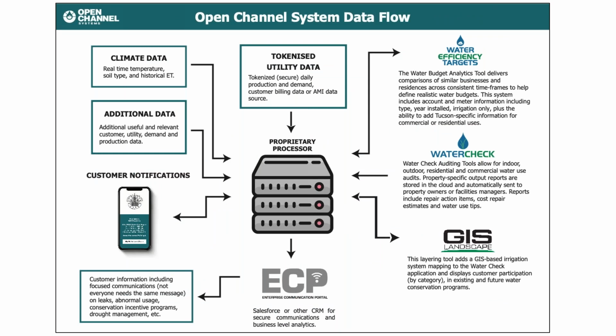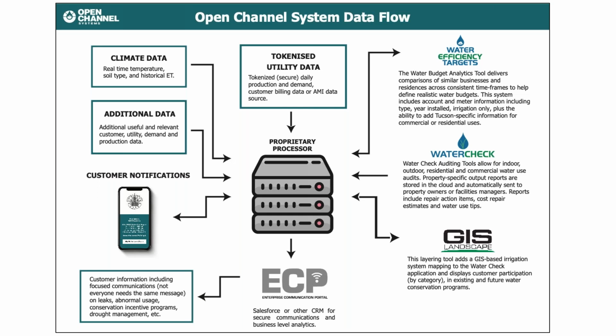So pulling it all together, I'm going to start with additional data and then work our way clockwise. Additional data we talked about, that's number of cooling towers, number of times a day the cooling towers run, size of the swimming pool, seats in a restaurant, etc. We then pull in climate data. So we look at NOAA historical ET or 14-day forecasts for irrigation.